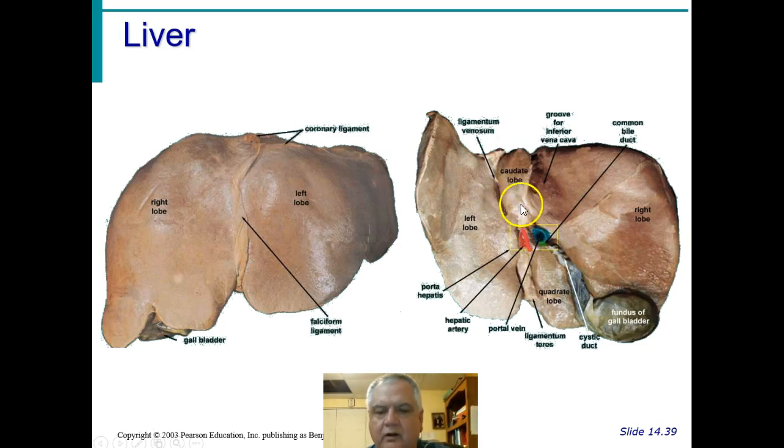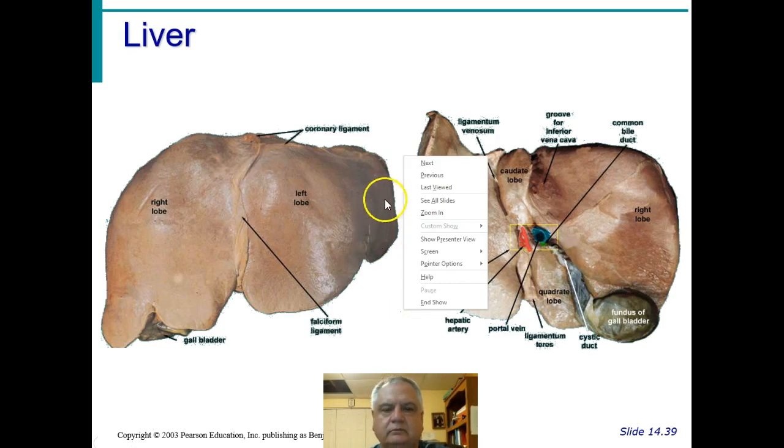So right there, that's that tail-like region. So that's why this gets the name caudate lobe. And then we take a look at the quadrate lobe, and the quadrate lobe looks roughly rectangular. And that's why it's referred to as the quadrate lobe. Here you can see the sac of the gallbladder and its position in relationship to the rest of the liver. And this would be the cystic duct running from the gallbladder.